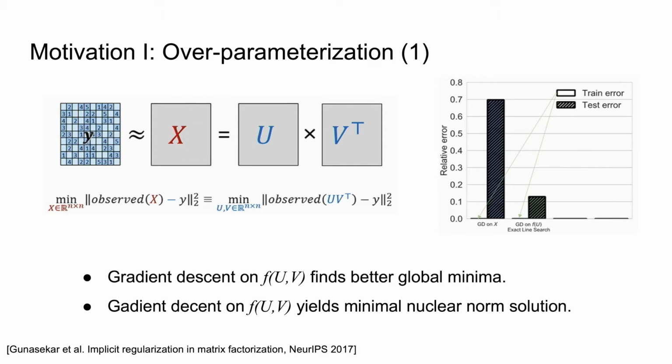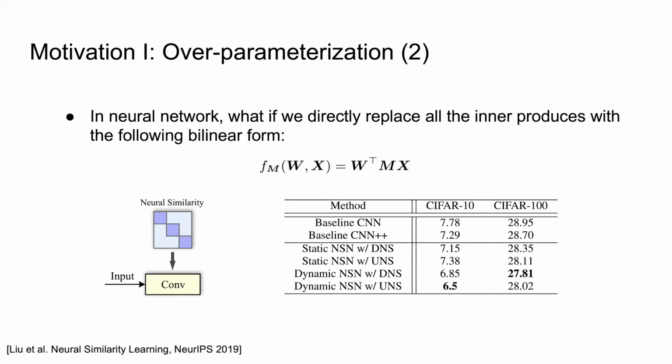Our first motivation comes from over-parameterization of linear neural networks. For example, performing gradient descent on factorized matrices may yield better generalization than performing gradient descent on a single matrix, as in the example in the slideshow. Another piece of evidence of why linear over-parameterization is useful comes from one of our previous works. Here we show that learning a linearly over-parameterized neuron yields consistently better generalization on visual recognition.